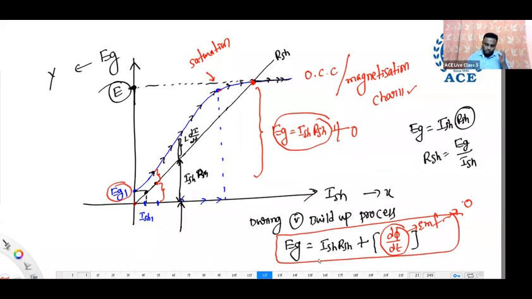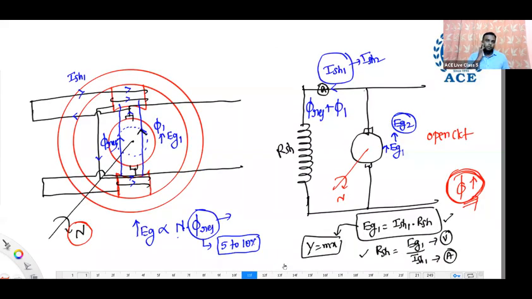RA is there, armature resistance drop is there, but it is negligible, because field resistance is very, very high. Compared to field resistance, that armature resistance drop is negligible. That's why we neglect it. Still, it is under open circuit, no load condition, so the armature current is very small, equal to the field current. With small current, armature resistance drop is generally neglected. That's why we are not taking it.